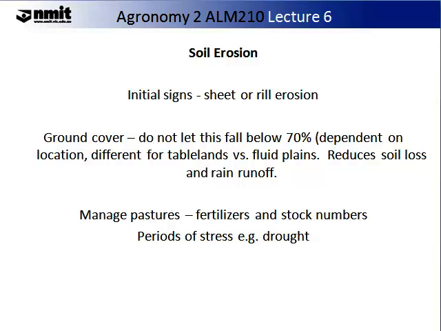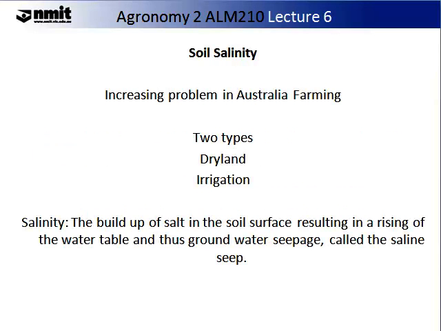Tillage practices should also be considered when considering soil erosion. Management practices such as fertilizers and stock numbers need to be considered, and much attention should be spent on managing correctly during periods of stress, such as a drought period. Soil salinity is an increasing problem in Australian farming. There are predominantly two types, that of dryland salinity and salinity caused by irrigation issues.